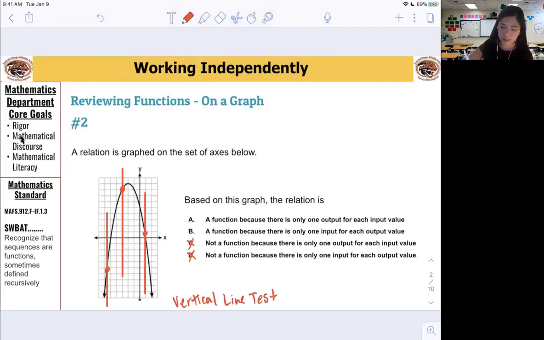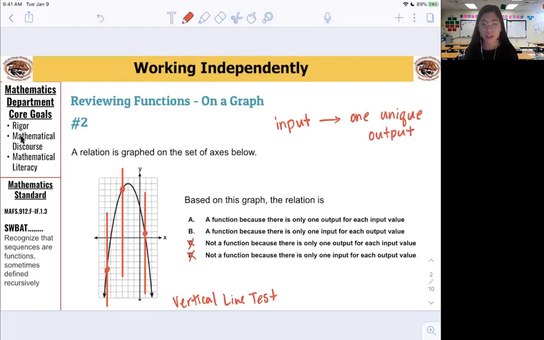So I'm going to write that down. Each input has to go to one unique output. It can't go to 2 different places. So let's read answer choice A. Answer choice A says it's a function because there's only one output for each input. That's exactly what it is.